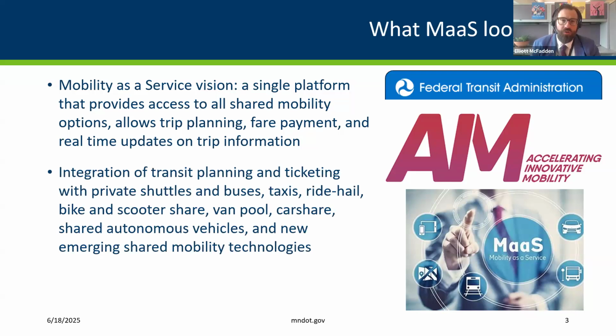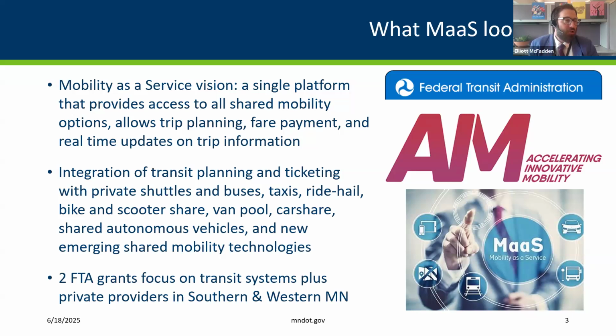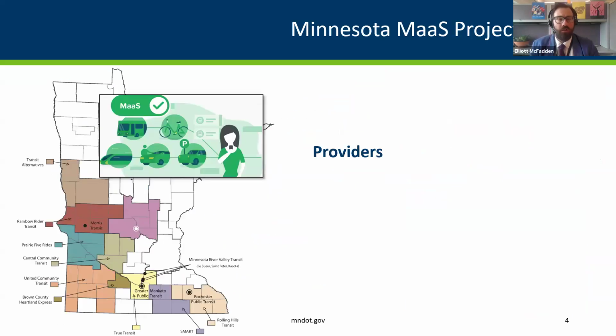Public transit is the core service. But it is multimodal. So we look at how we can include other kinds of providers like private shuttles and buses, taxis and ride hail, scooter, bike share, van pools, car share, things like that, as well as emerging technologies like autonomous vehicles. And as I mentioned, we had 2 FTA grants. One was in southern Minnesota and one in western Minnesota that were looking at different research aspects of this technology, but helped fund the initial platform as a unified platform across both grants.